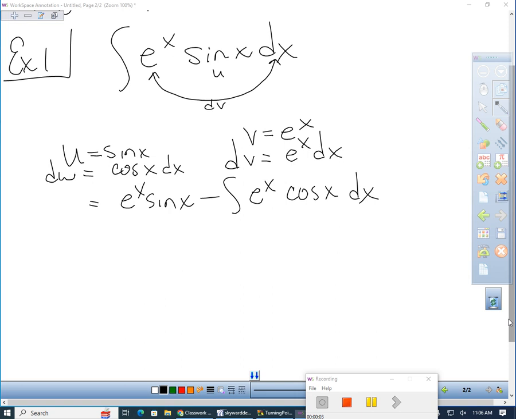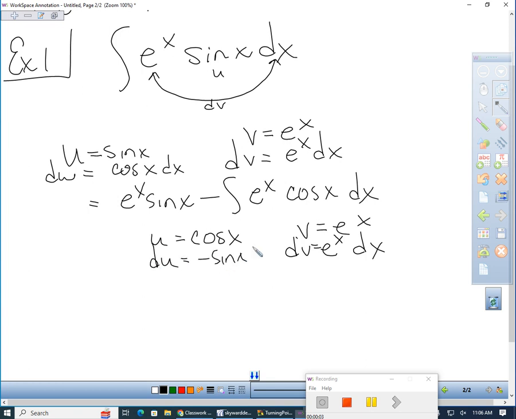Now, what we did yesterday is sometimes you have to do the second one again. So we're going to do the same thing. I'm going to do a u and a v. I'm going to do it the same way. I'm going to use my u as cosine x, and my dv is going to be e to the x dx. So v is just e to the x, and du is negative sine x dx.